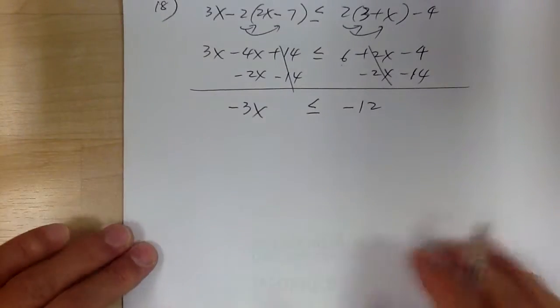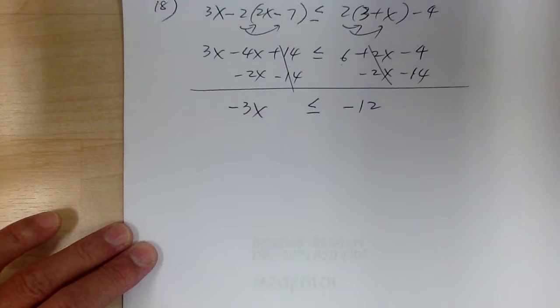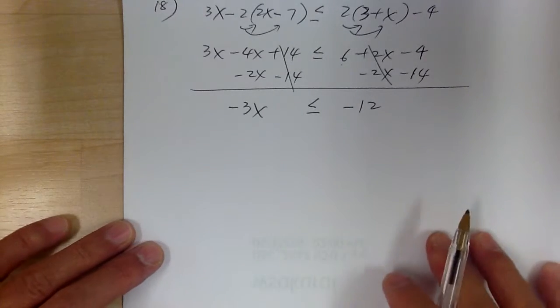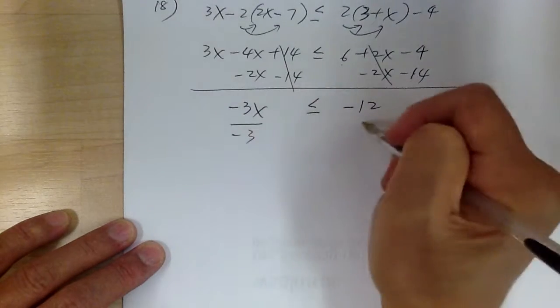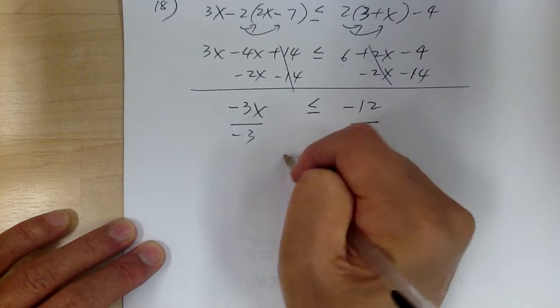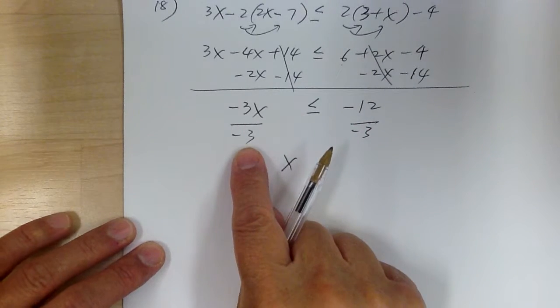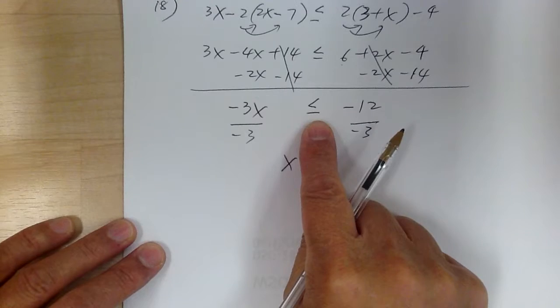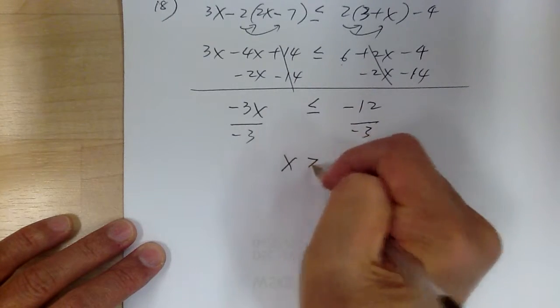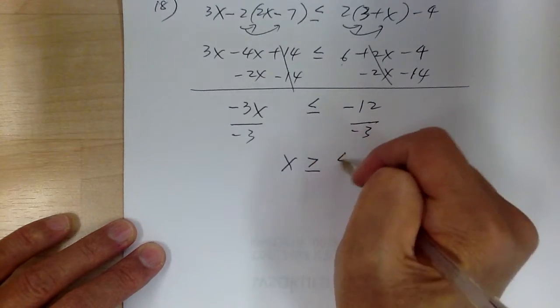Okay, then next, I need to solve for x because when you have only one variable, you can solve. So dividing by -3, divide by -3. So you're going to get x. Now remember, when you divide by a negative number, you have to change the direction of the inequality. So this is kind of a little bit of review.